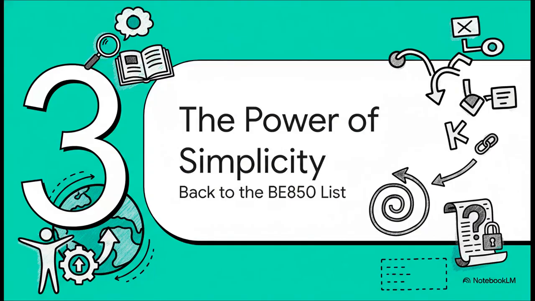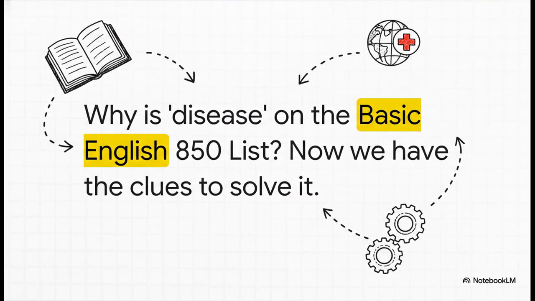Okay, so we've seen that the word disease has a simple meaning, it has a huge real-world impact, and it's grammatically flexible. Now let's tie all of that back to the mystery we started with, that special list. This brings us full circle. Remember our original question. We saw that disease was on the Basic English 850 list. And now, finally, we have all the clues to understand exactly why.